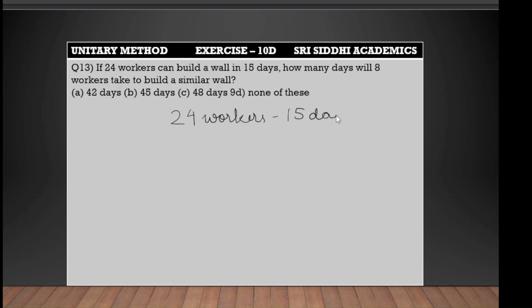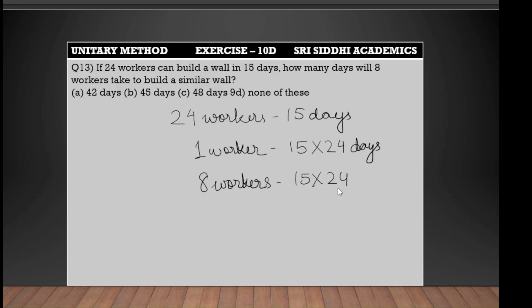Okay. So 24 workers take 15 days to build a wall. So one worker will require definitely a lot more number of days, like we have done in so many problems before. It will be 15 into 24 days, because there is only 1 hand working to build the same wall. So now 8 workers, how long will 8 workers require? Definitely less than 1 worker. So hands don't matter. I'm just trying to get you to reason how to think, where to divide, where to multiply. Hands do not matter actually while trying to calculate.